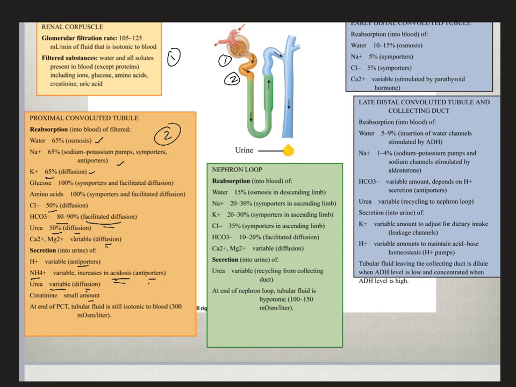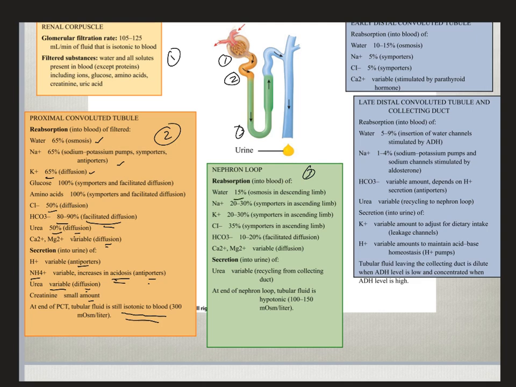And then at the end of the PCT, we're going to see tubular fluid is still isotonic to blood, so at about 300 milliosmoles per liter. Then we go to our third portion, the loop of Henle, the nephron loop, right? And then we talk about reabsorption into the blood, so make sure we understand that we're reabsorbing into the blood.